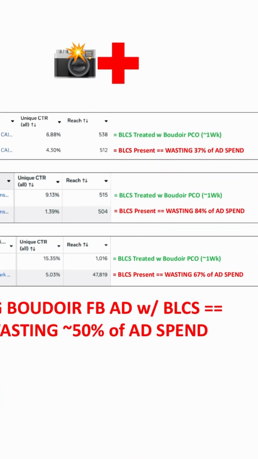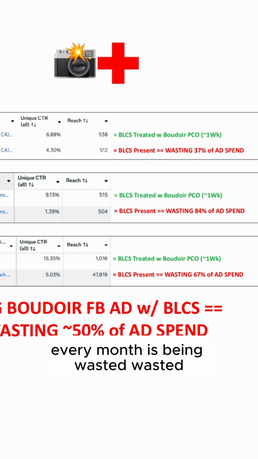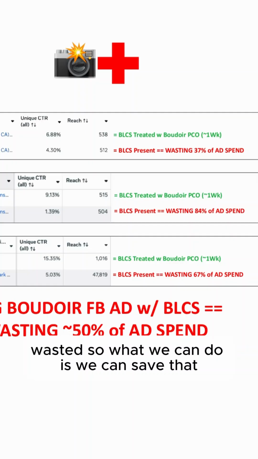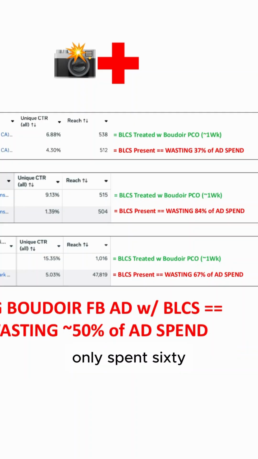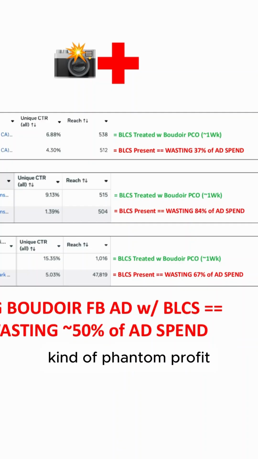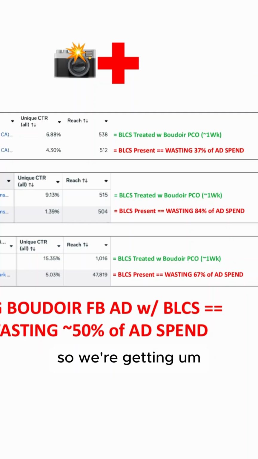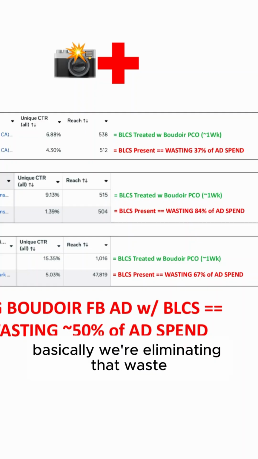So if they're spending 10 grand a month on Boudoir Facebook ads, 3,700 bucks a month, every month, is being wasted. So what we can do is eliminate that wasted ad spend and only spend 6,300 bucks a month on the new Boudoir Pico treated ads. So pocket that, what's that, 40 grand over the next 12 months, kind of phantom profit back in the business owner's pockets. And that will get our ad into the same number of women's brains as running the original ad at 10 grand a month. So we're eliminating that wasted ad spend, putting it back in our pocket.